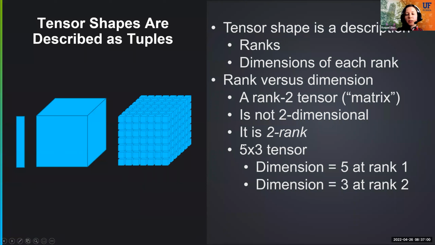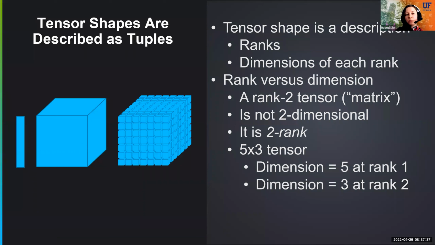And as I mentioned, the dimension of each rank is actually the length, the count of numbers in each one of the ranks. So if we have a matrix that is 5 samples by 3 features, then we have dimension equal 5 at rank 1. This is rank 1. And then we have a dimension equal 3 at rank 2. So this is the second rank. So this is usually how we describe a tensor.